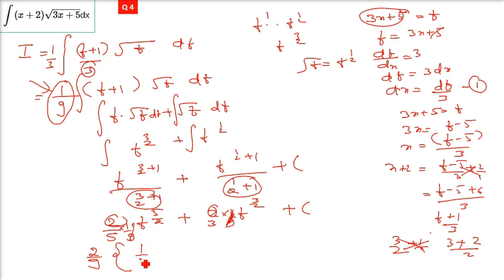2 by 9 goes out. You have t was 3x plus 5, so 3x plus 5 to the power 5 by 2. Then this is 1 by 3, of course, t is 3x plus 5, so you get 3x plus 5 to the power 3 by 2. Again, I'm indicating one more thing: you can make it more presentable if you do one or two more steps. But this answer is also self-sufficient. You don't need to go beyond this, but for those who want to go beyond, I'm going to show it to you in the solution right now.